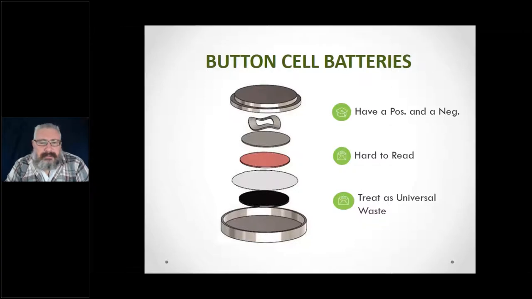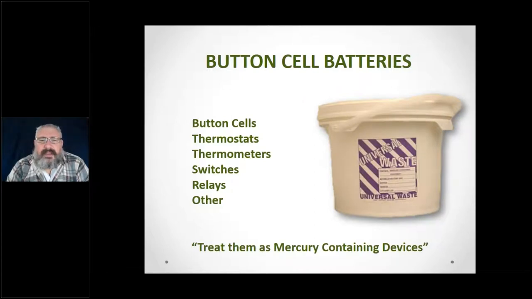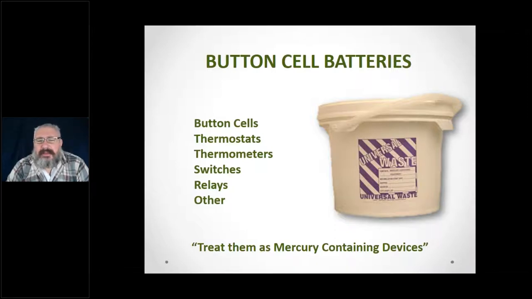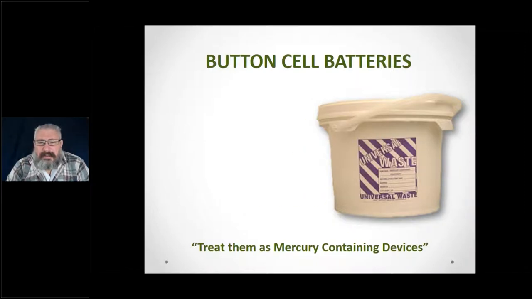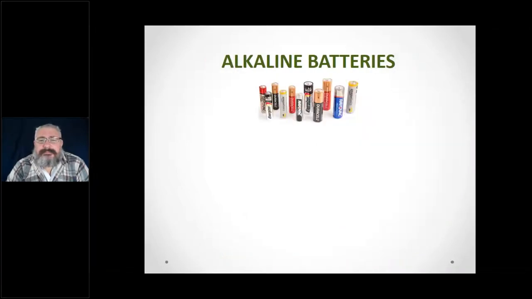So we treat them as universal waste. They are a battery. We can do that. How many of you guys, well, I can't see you, but I'm curious how many of your facilities have a universal waste bucket similar to this one? This is a 1 gallon one, but it can be 5 gallons as long as it's properly labeled. And you can put any type of mercury containing device or battery into this thing. And it's usually pretty affordable. So if you don't have one, I'd recommend researching that and getting one.